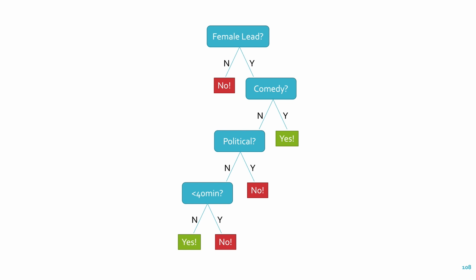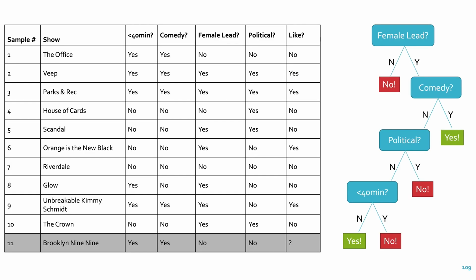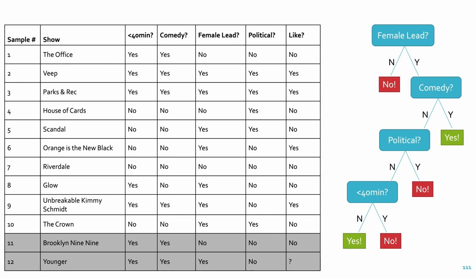Why do we build this tree? So that Netflix can recommend new TV shows. So, if we have Brooklyn Nine-Nine, a new TV show, we know that it's less than 40 minutes, a comedy, the lead is male, and it is not political. We can use our model to predict whether or not we will like the show. We go to the left from the root because it's a male lead, and we don't like it. Next show, Younger, which is less than 40 minutes, a comedy, has a female lead, and is not political. So we go to the right at the root, and then again to the right on comedy, and we predict yes.